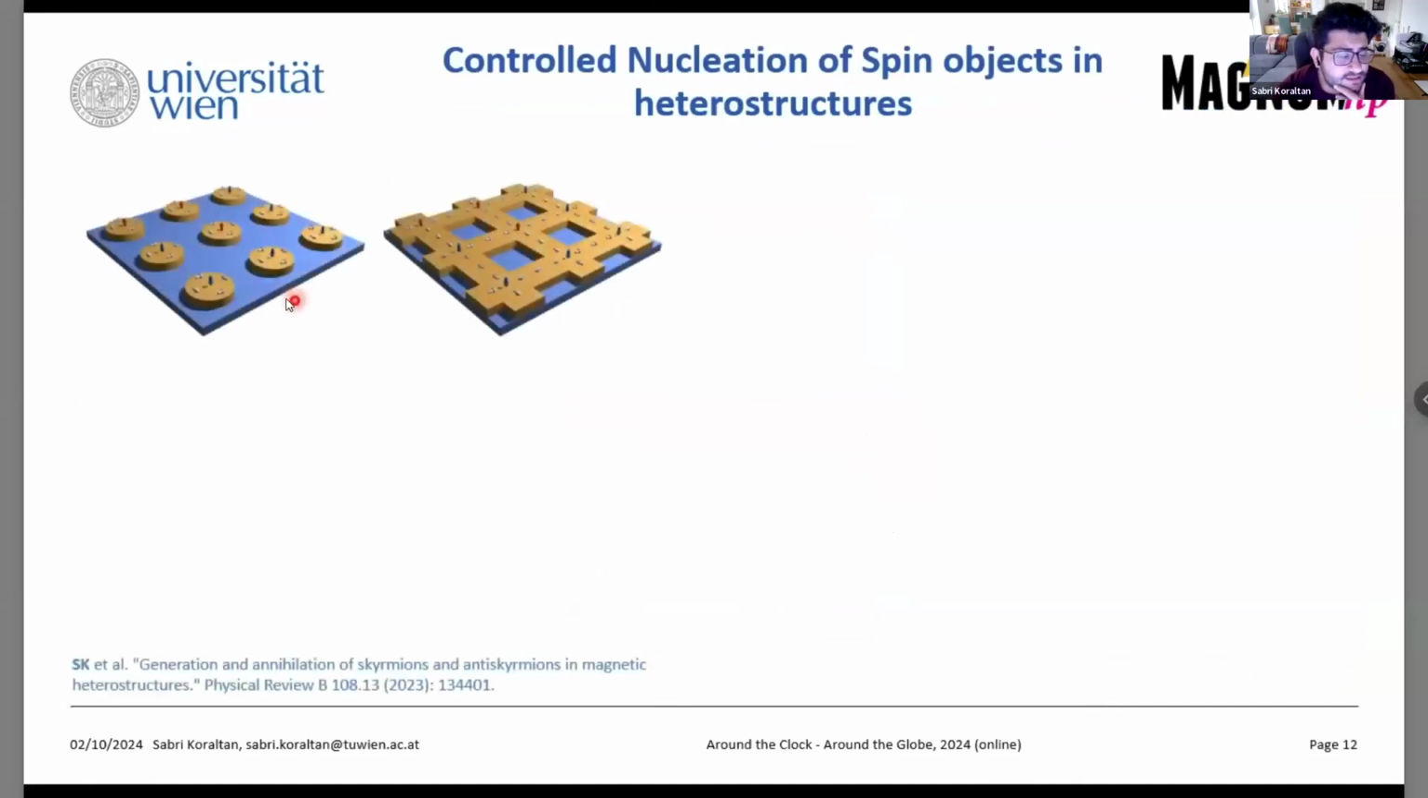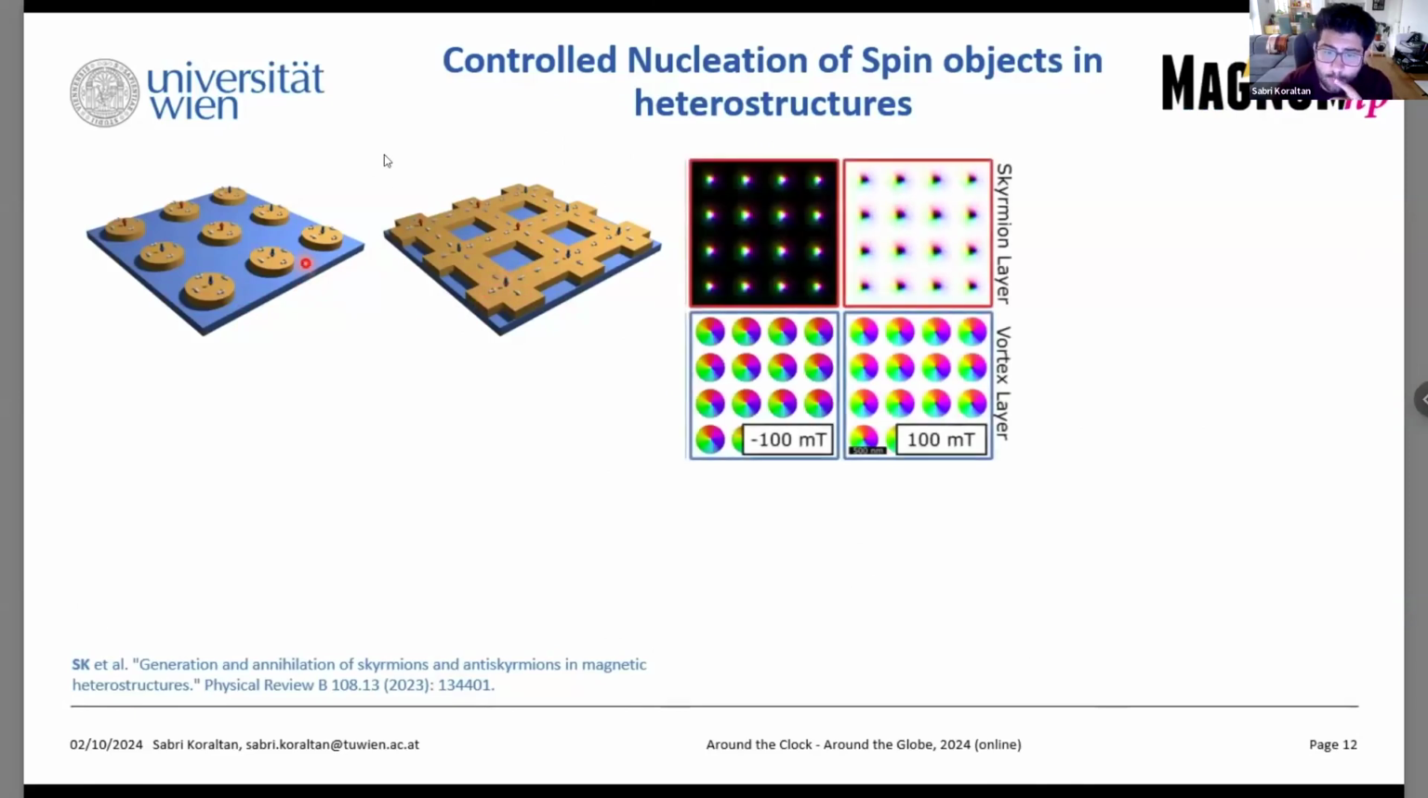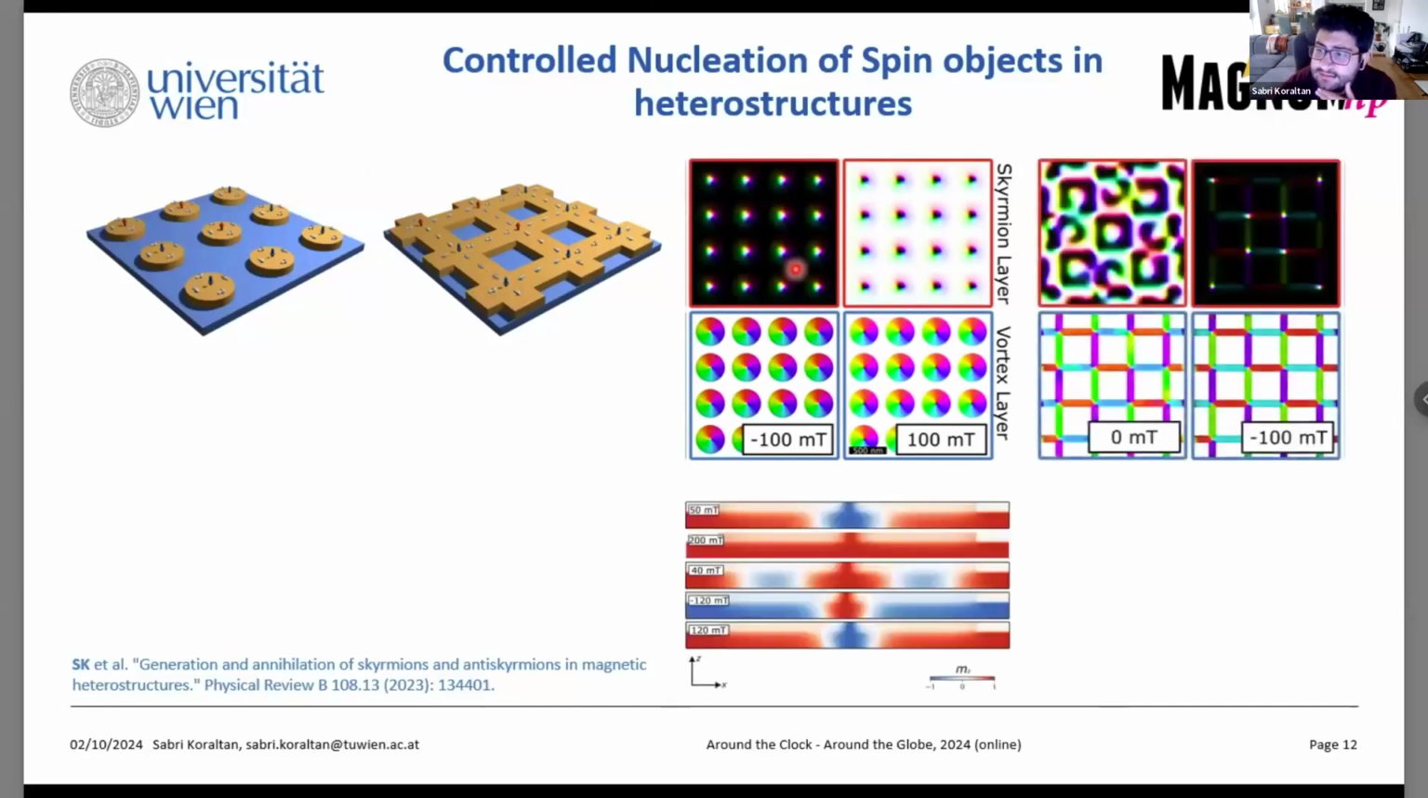What we did here was that we used some vortices. We have the blue layer, which is the skyrmion layer, as we had previously, and now we put some permalloy disks and some permalloy square lattices on top. The reason we do this is because in disks, we can have a magnetic vortex as the ground state, and in the lattices we can stabilize magnetic anti-vortices. What happens when we put these two together? Well, in our simulations, we actually obtain a full lattice of skyrmions as well as anti-skyrmions.